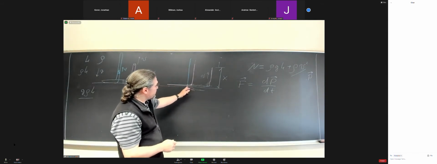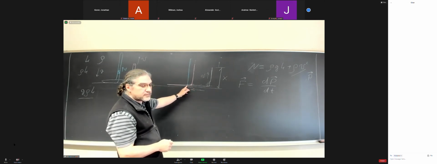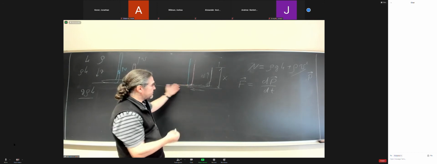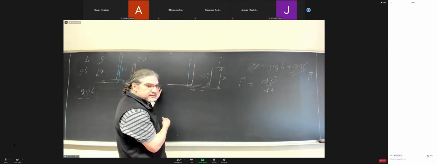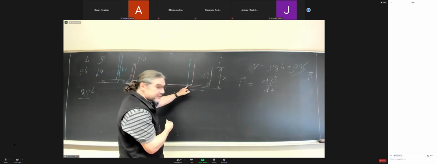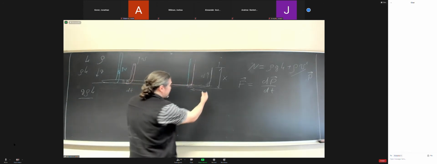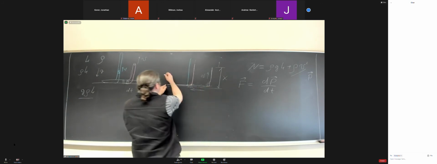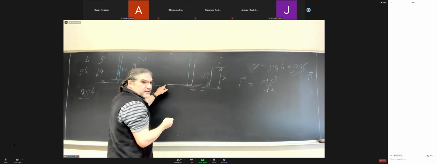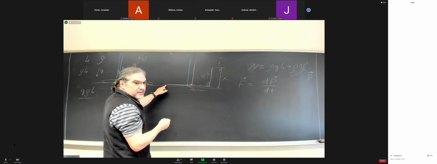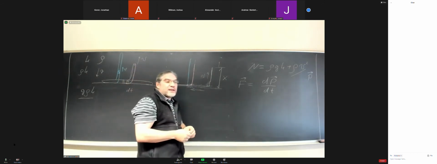Do you see here that it's shifted? Well, it's moving. You see that it's shifted, right? So it started from here, and at the end it will be here. Well, yes. Okay. All right.